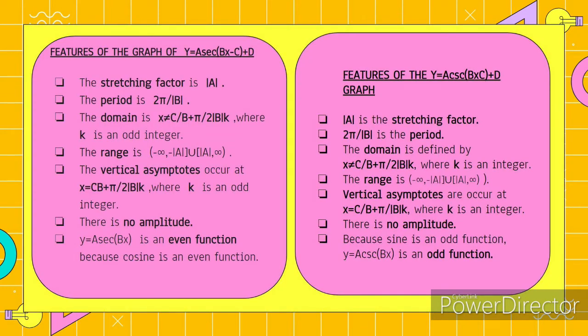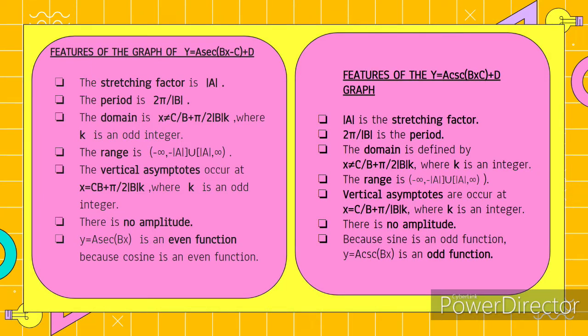Features of the graphing variations of the secant function. The stretching factor is A. The period is 2 pi over b. The domain is x not equal to c over b plus pi over 2 absolute value of b, k, where k is an odd integer. The range is negative infinity to negative absolute value of a, union positive absolute value of a to positive infinity. The vertical asymptotes occur at x equals c over b plus pi over 2 absolute value of b, k, where k is an odd integer. There is no amplitude. Secant is an even function because cosine is an even function.